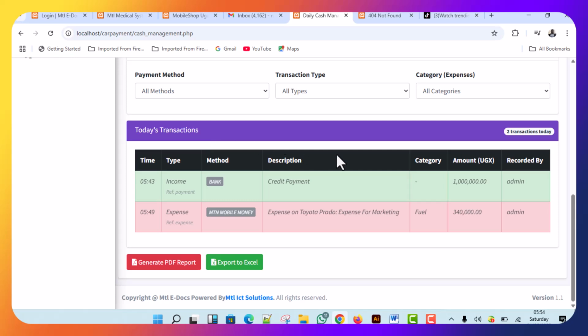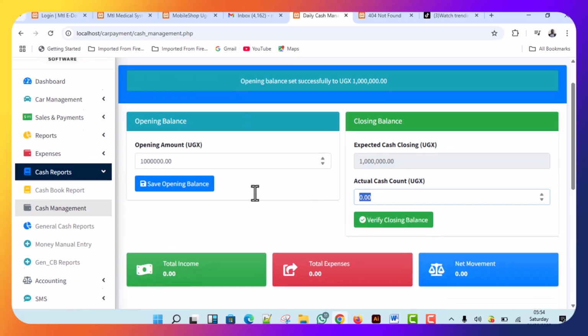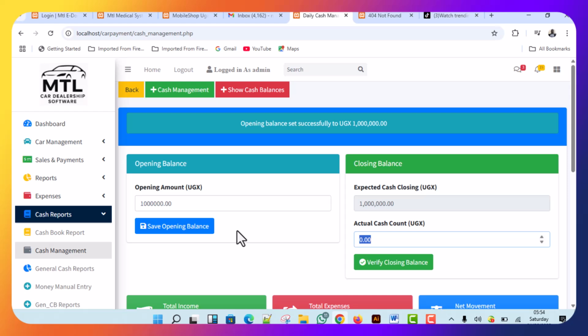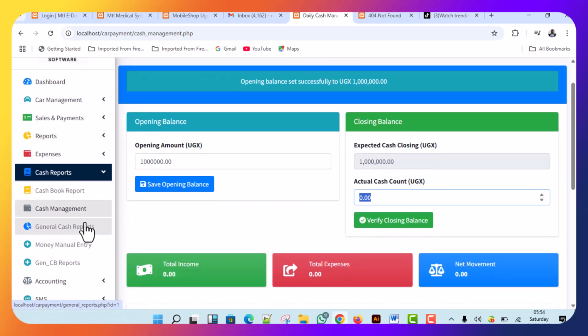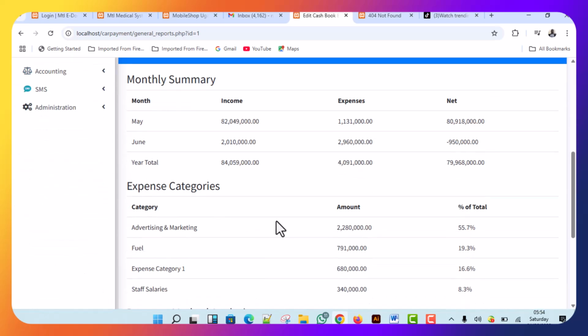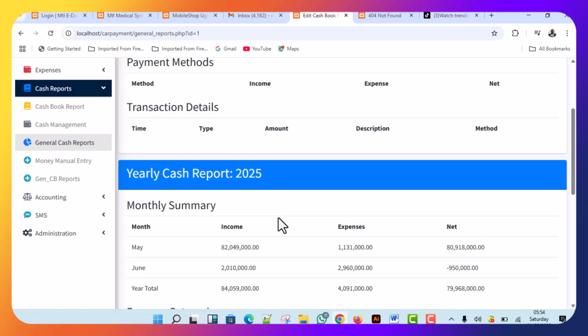So these are today's transactions. You can see expenses are in red, and income is in this color. So that's how we deal with cash management. Then the cash book, general cash report. In case you buy this system, we shall take you through it, and have more time to go through it.